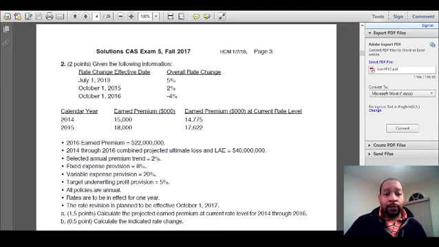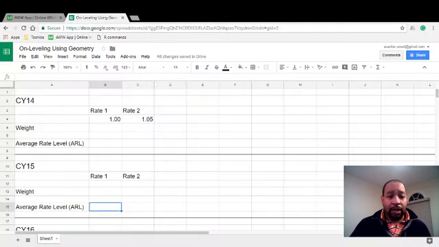So, looking at this problem, you can see that we have a couple of rate changes. The first rate change occurs July of 2013, another one October 2015, and another one October 2016. In this problem, we're dealing with some earned premiums and the LAE and all that other stuff. That's, again, part of the full problem, but I'm not actually going to focus on that. I'm just going to focus on something very, very specific here that I think everyone will find useful.